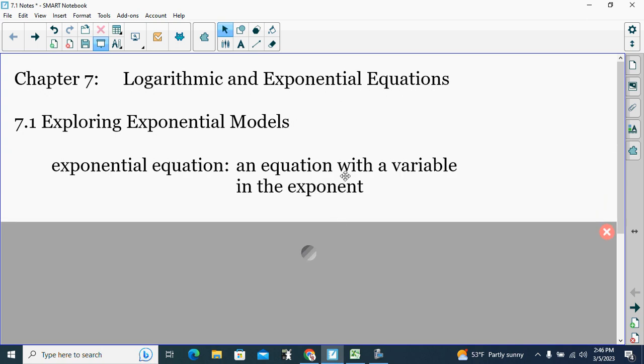An exponential equation is an equation with a variable in the exponent. So we have had equations that have exponents, like y equals x squared. That is a polynomial, specifically a quadratic, but it is not an exponential equation because the variable, the x, is not in the exponent. Whereas y equals 2 to the x, the x is the variable in the exponent.